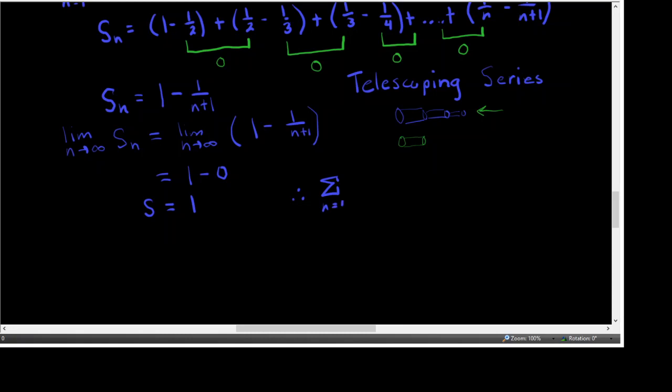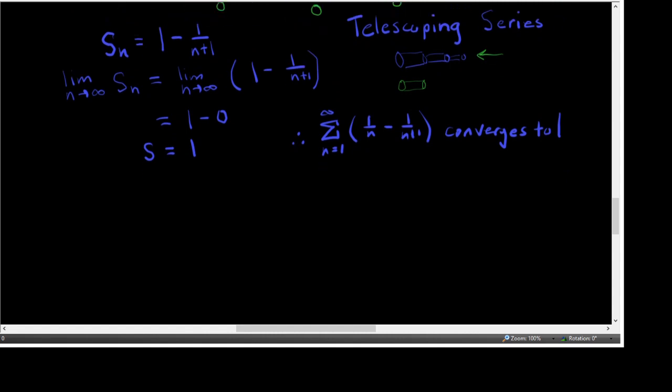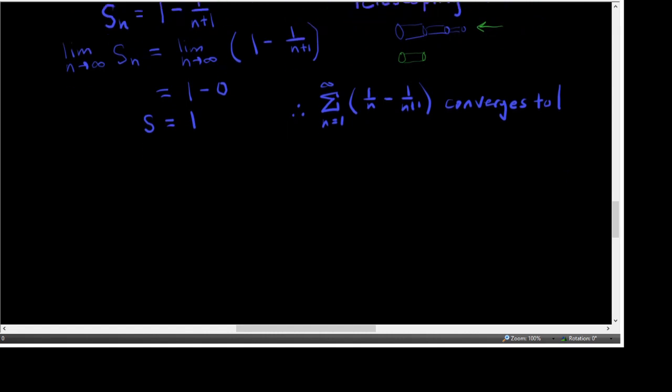from n equals 1 to infinity of 1 over n minus 1 over n plus 1 converges, and it converges to 1. In the directions I give for some of these problems, the question will say, does this series converge or diverge? If it converges, can you find out what it converges to? And so that's why I'm saying it converges to blank, because that's going to be part of the directions. And of course that's the sum of that infinite series.